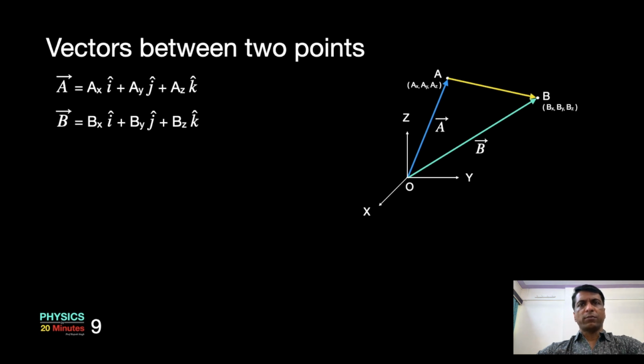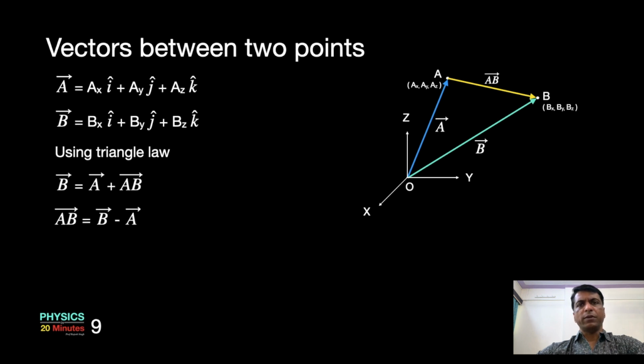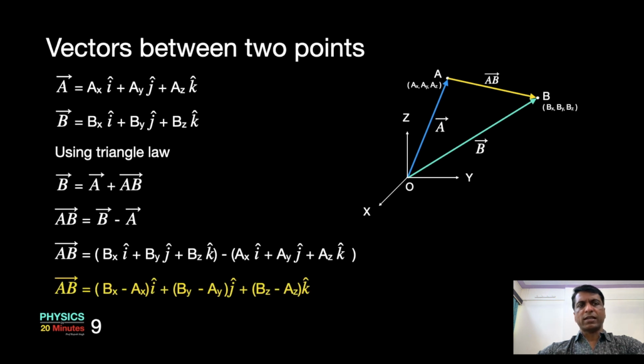Let's draw the vector from a to b. Let me call this vector ab. You can see that the three vectors, vector a, vector b and vector ab, form three sides of a triangle. Therefore, by using the triangle law, we may write vector b is equal to vector a plus vector ab. Therefore, vector ab will be equal to vector b minus vector a. Substituting the components of vector a and vector b, ab will be equal to (bx minus ax) î plus (by minus ay) ĵ plus (bz minus az) k̂.